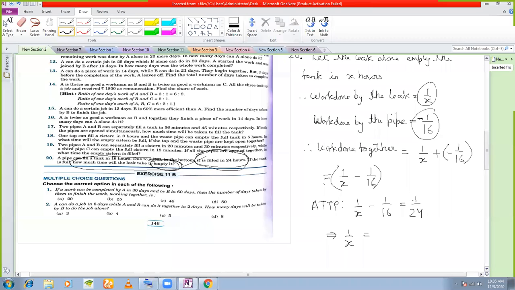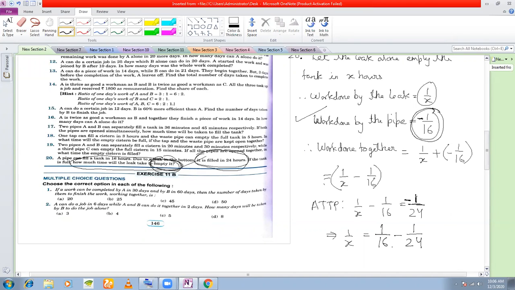Now see, since we are taking the work done by the filling pipe as negative, you will also have to take this as negative. Understood? Because we are taking the filling pipe as negative work done, here you will have to introduce a negative sign, because you are calculating the time taken to empty it. So this will be minus 1 by 24, and when you calculate this, it will come to 1 by 16 minus 1 by 24.